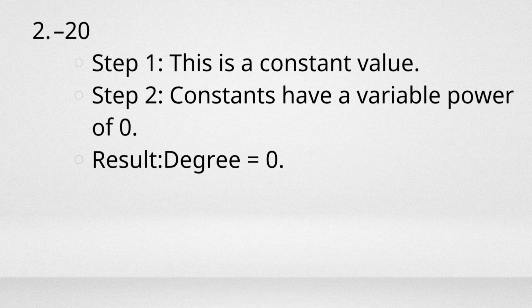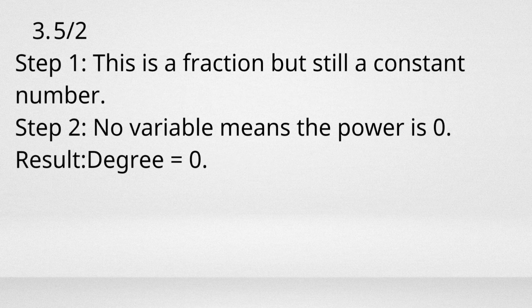Minus 20. This is a constant value. Constants have a variable power of 0. Degree is equal to 0. This is a fraction, but still a constant number. No variable means the power is 0. Degree is equal to 0.